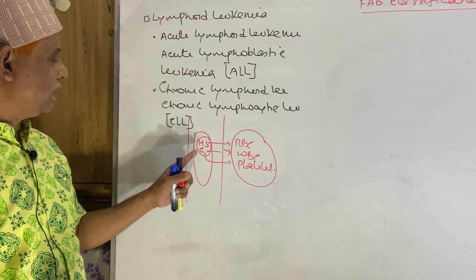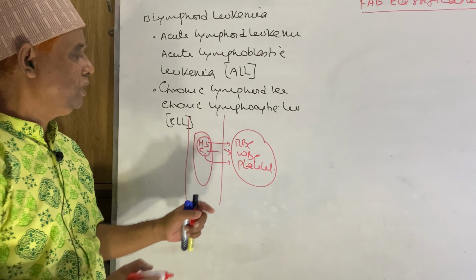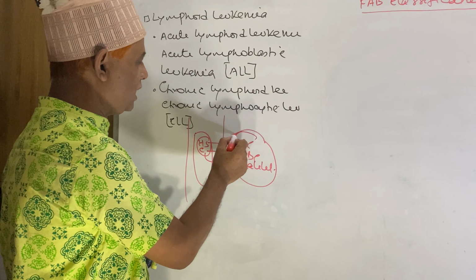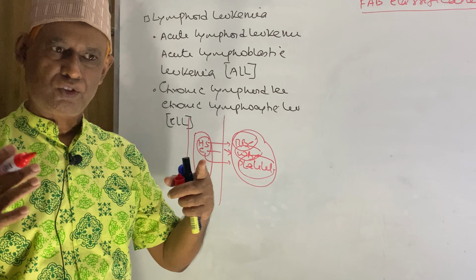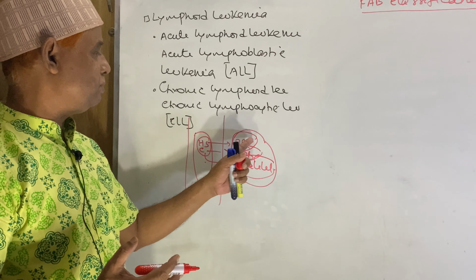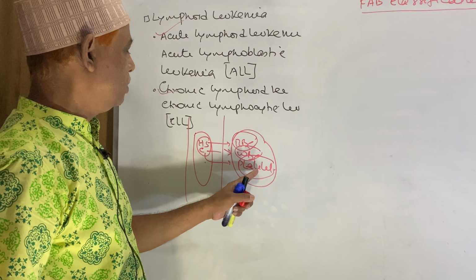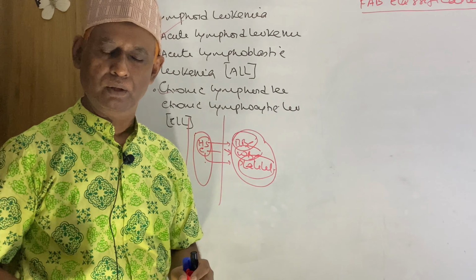If there is cancer of hematopoietic stem cell, there should be leukemia of RBC series, leukemia of WBC series, and leukemia of platelet also. As RBC, WBC, platelet all are derived from the hematopoietic stem cell, and leukemia is nothing but the cancer of hematopoietic stem cell, there should be leukemia of RBC, leukemia of WBC, leukemia of platelet. But up to this classification, we got leukemia of lymphoid series, leukemia of myeloid series, but no leukemia of RBC, no leukemia of platelet. So if we go through the FAB classification, we can get leukemia of RBC and leukemia of platelet also. Now come to FAB classification.